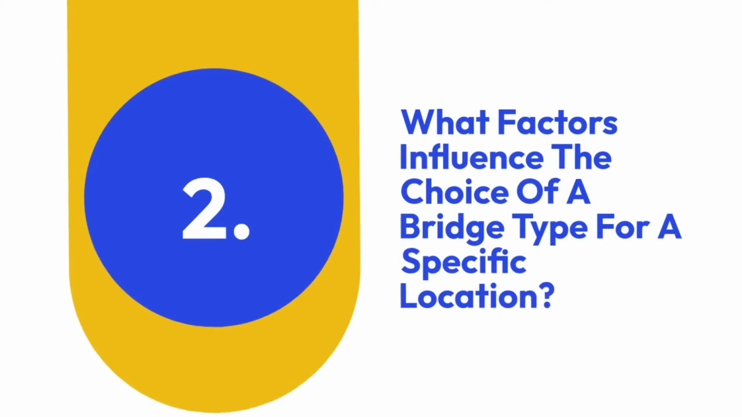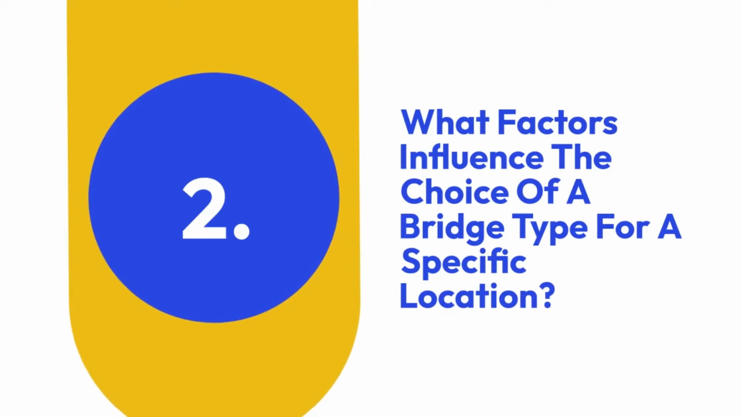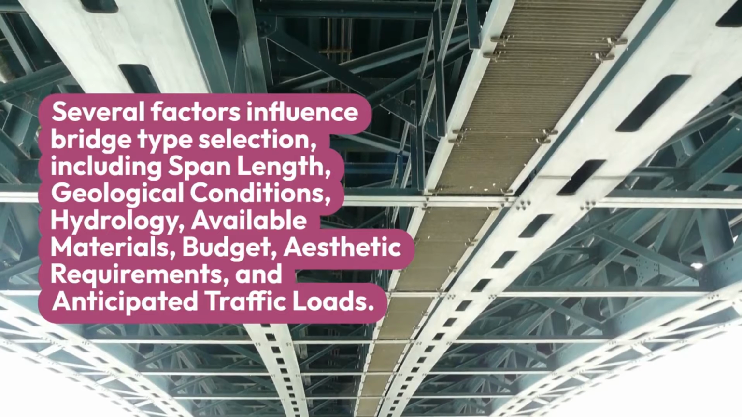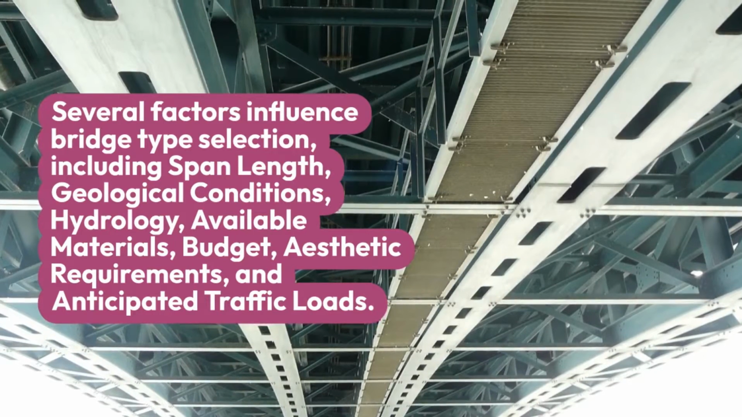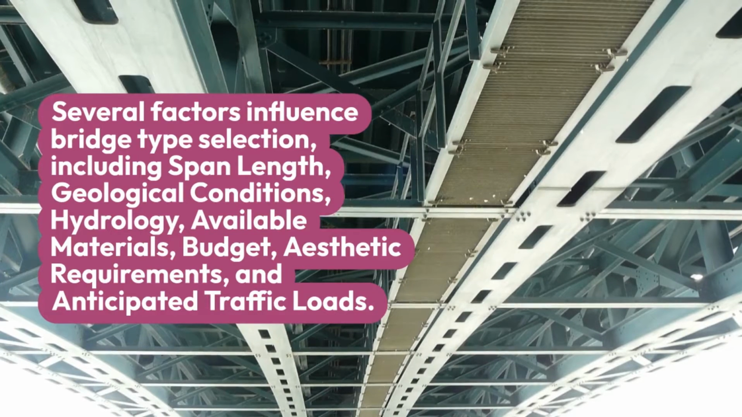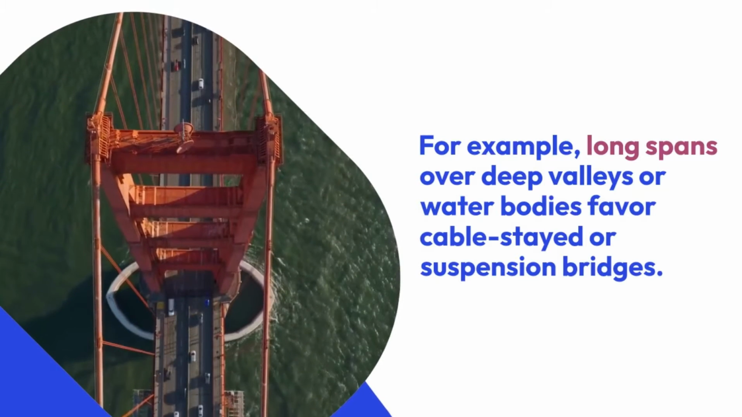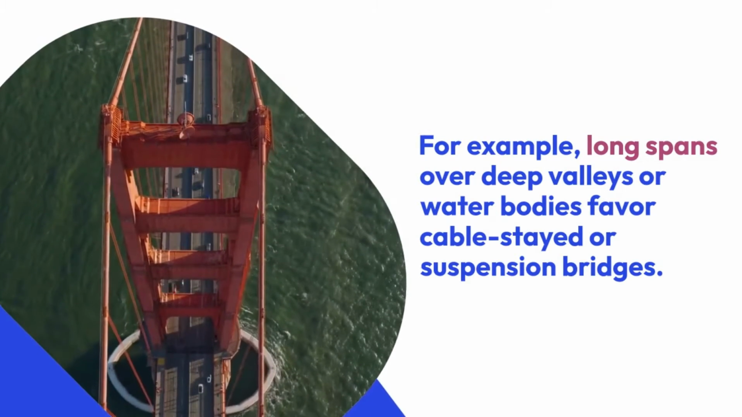2. What factors influence the choice of a bridge type for a specific location? Several factors influence bridge type selection, including span length, geological conditions, hydrology, available materials, budget, aesthetic requirements, and anticipated traffic loads. For example, long spans over deep valleys or water bodies favor cable-stayed or suspension bridges.